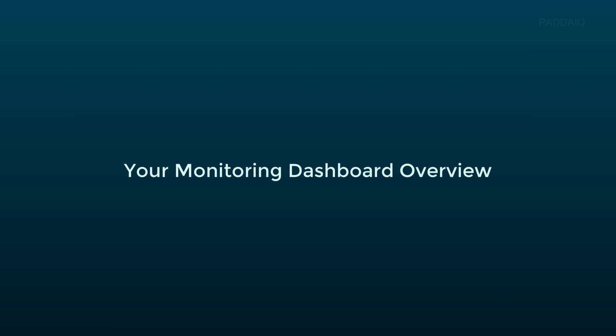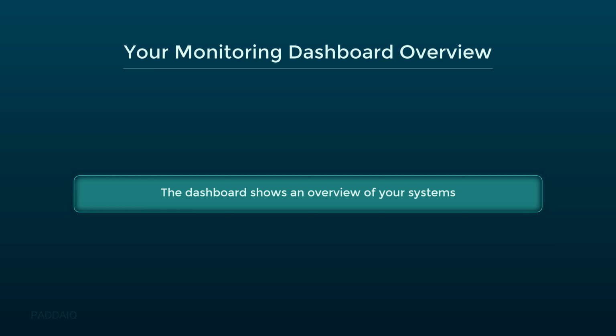Your monitoring dashboard overview. The dashboard shows an overview of your systems. This means you can see the health and performance of all your applications at once. For example, if you have multiple online stores, it displays their uptime and traffic together. This centralized view helps you quickly understand what's running smoothly and what needs attention.